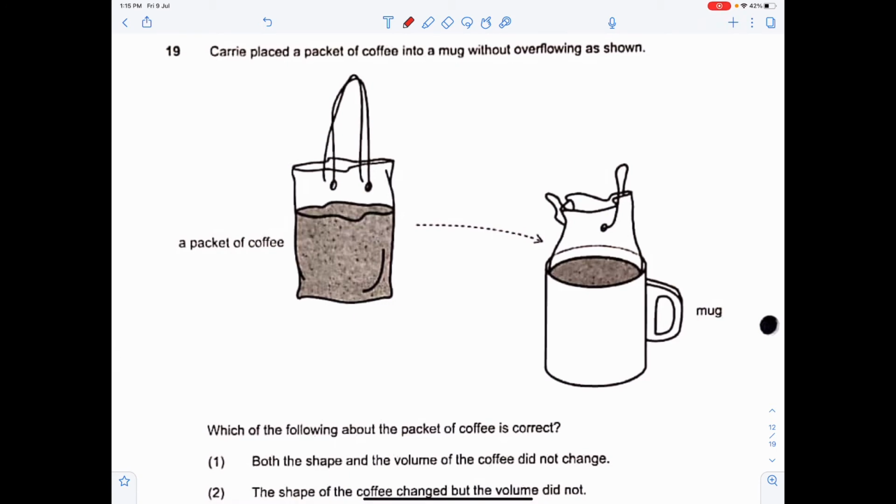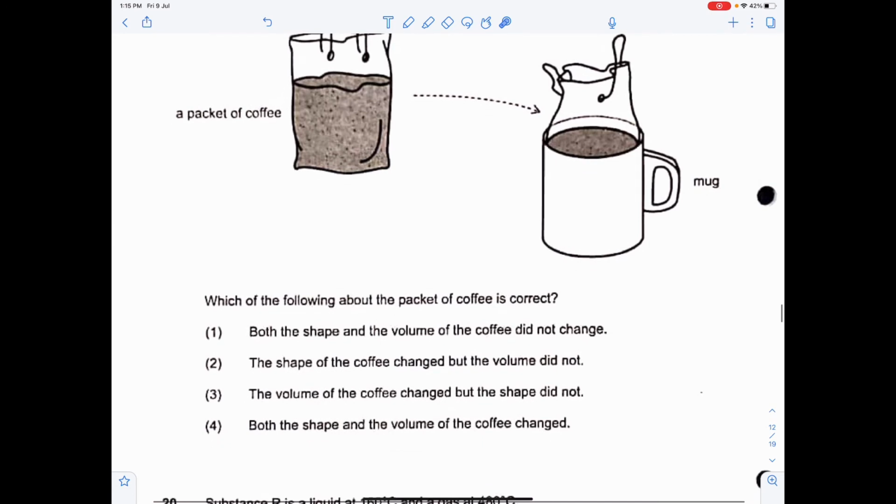Next, Carrie placed a packet of coffee into a mug without overflowing as shown. Which of the observations about the packet of coffee is correct? So this is a question on matter, right? And specifically liquid. So right off the top, I can remember the properties of liquids. Okay, they have a fixed volume, they cannot be compressed, but they take the shape of any given container.